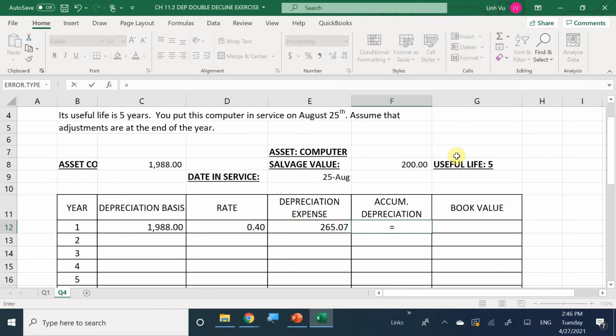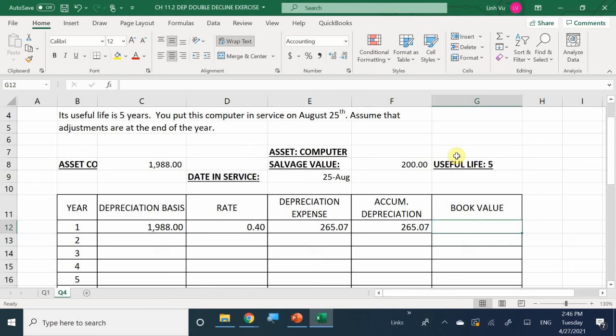Okay. So once again, my accumulated depreciation for the first year should be the same. So therefore, what's going to be my book value at the end of year 1? 1722.93. So once again, I can easily just type in 1988, subtract out that 265.07. You should get the same answer. 1722.93.